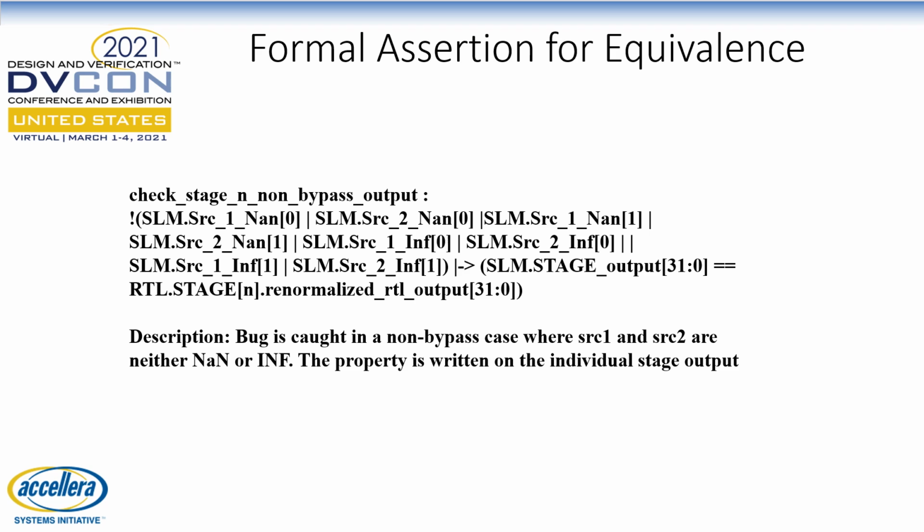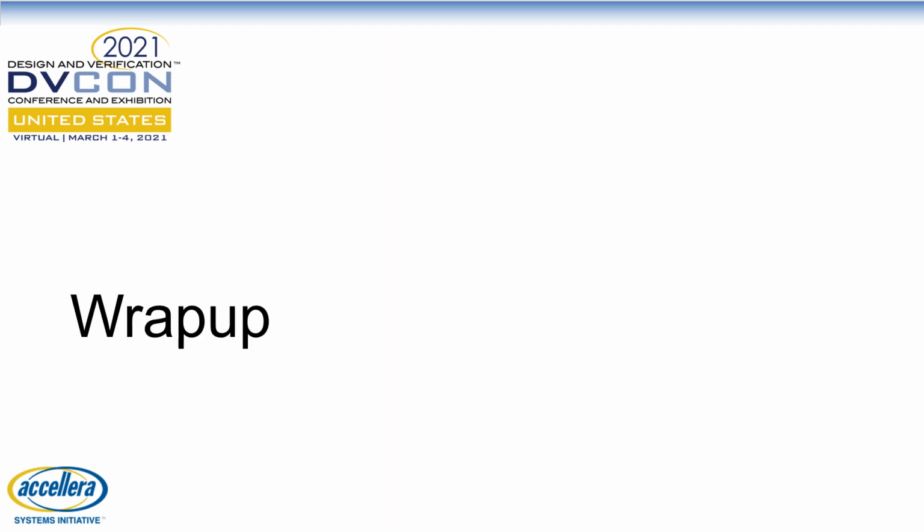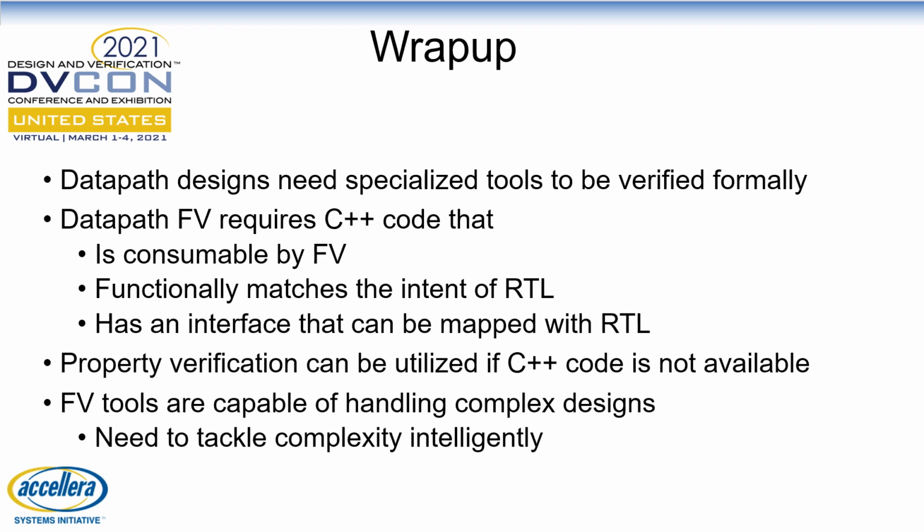Now to summarize, datapath designs usually have a huge data set and need specialized tools to be verified formally. Traditional datapath formal verification requires C++ code that is consumable, functionally matches the intent of the RTL, and has an interface that can be mapped to the RTL. However, we figured out a way of using property verification through datapath tools, which can be utilized successfully even if C++ code is not available.